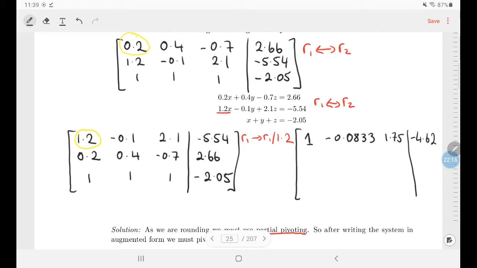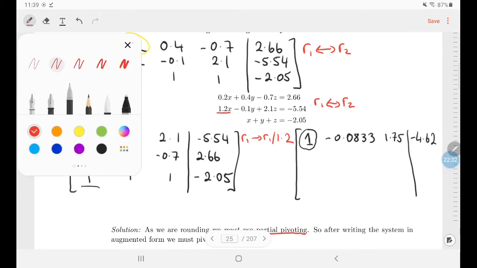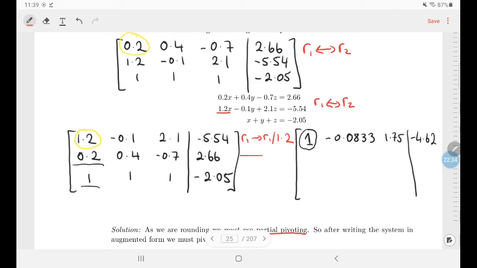Okay, now what I want to do is turn the 0.2 and the 1 into zeros. So I'll turn that into a 0 and that into a 0, and I'll use this new pivot here to do that. Hopefully you're starting to see the pattern: row 2 is sent to itself minus 0.2 times the new row 1, and row 3 is sent to itself minus row 1.